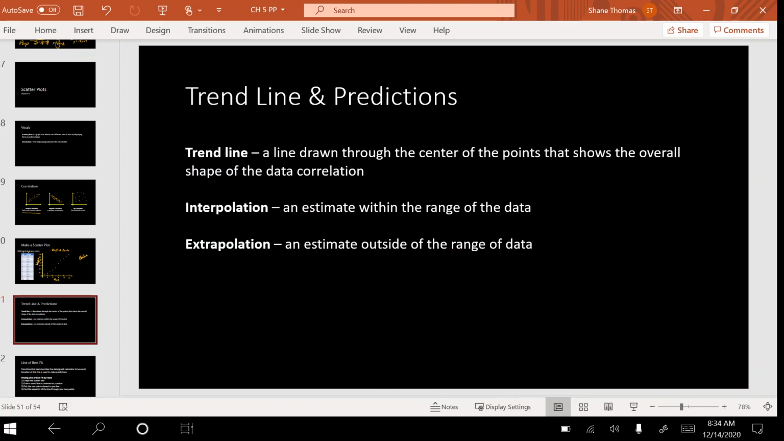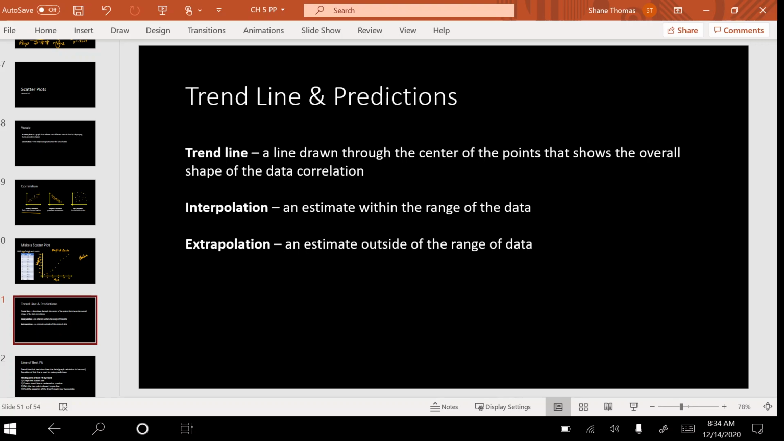Okay. Here's the next part. We have trend lines and predictions. So it's all well and good to make a graph, but we have to be able to use it for something.